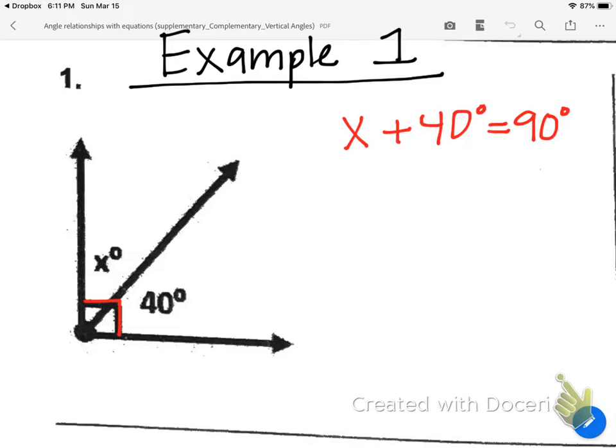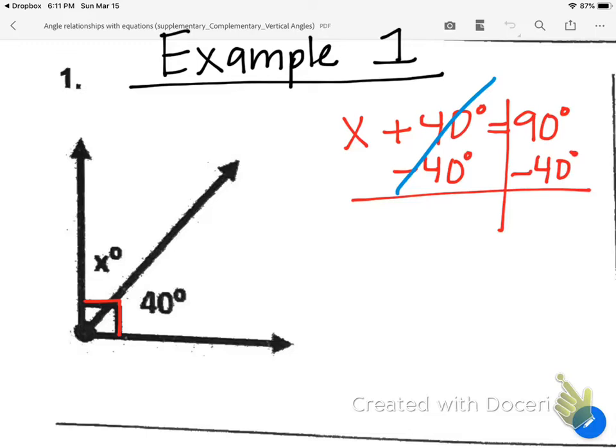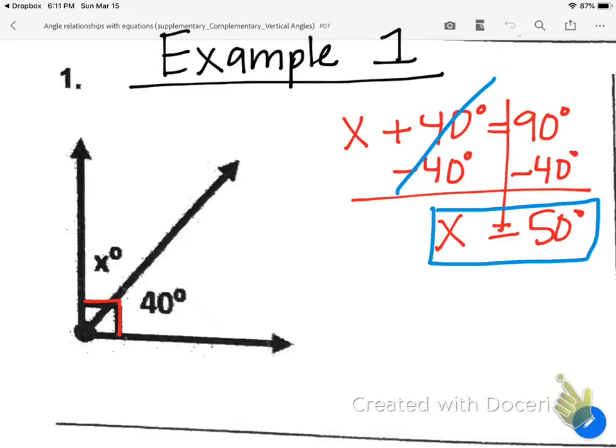So if we want to solve for x, remember we're going to do the inverse operation, and the opposite of adding 40 is going to be to subtract 40 degrees, and whatever we do to one side of the equation we're going to go ahead and do to the other side. Our 40 here is going to cancel out, leaving us simply with the x, and then 90 minus 40 is going to leave us with 50 degrees. And so here our answer would be x is equal to 50 degrees.